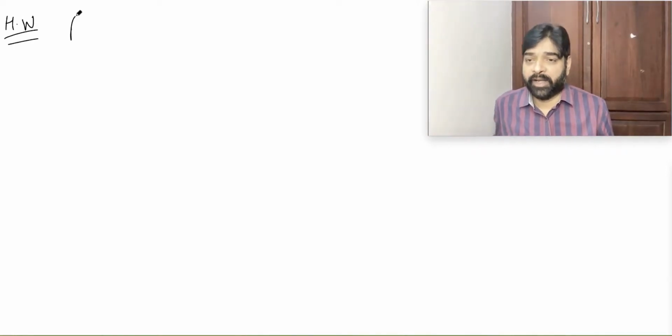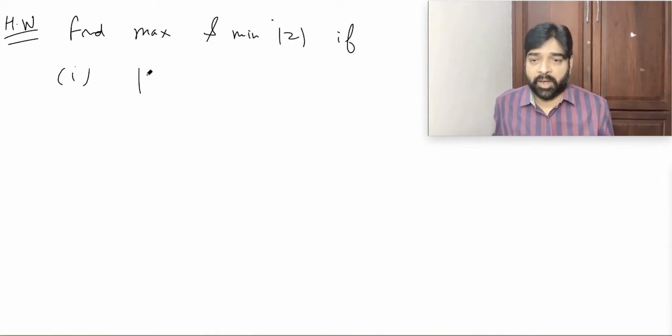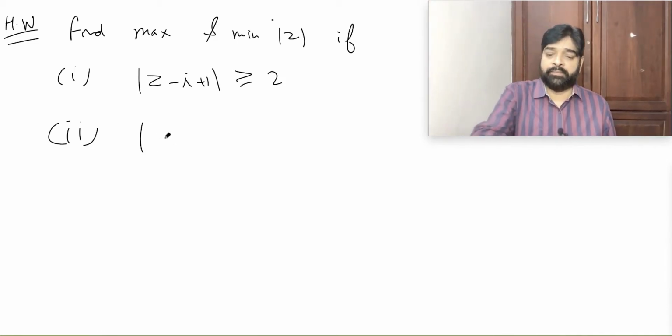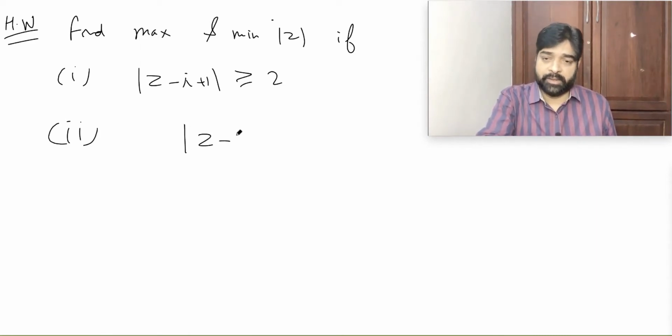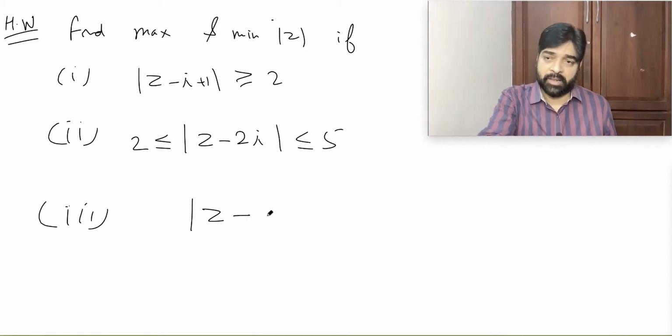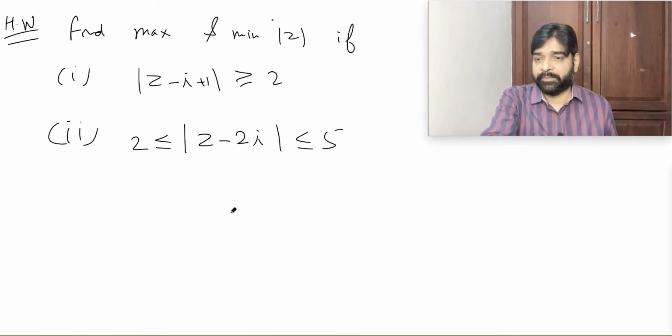So locus will continue. First, homework, some questions I am giving. Find the maximum and minimum mod Z if, first bit, mod of Z minus I plus 1 is greater than or equal to 2, second bit, mod of Z minus 2I is less than or equal to 5 but greater than or equal to 2. This is the first question.